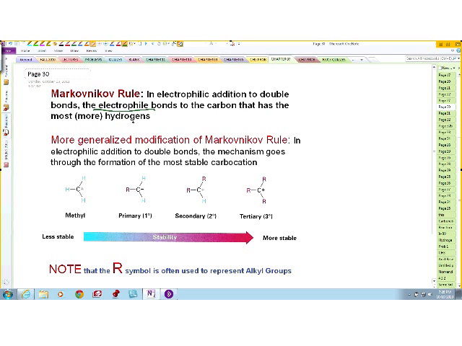A more generalized way of thinking of the Markovnikov rule is this here. In electrophilic addition reactions, the mechanism goes through the formation of the most stable carbocation. In essence, that is why the Markovnikov rule works. Because whenever you are adding hydrogen to a carbon-carbon double bond, it goes through an intermediate carbocation, and the intermediate carbocation that will be formed will be the one that is most stable.